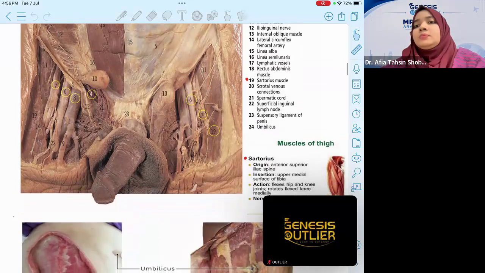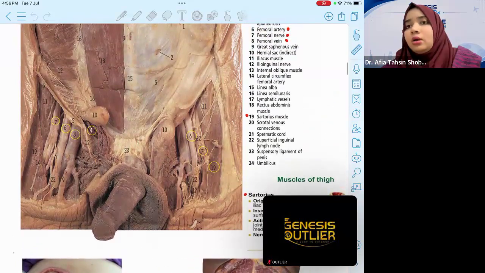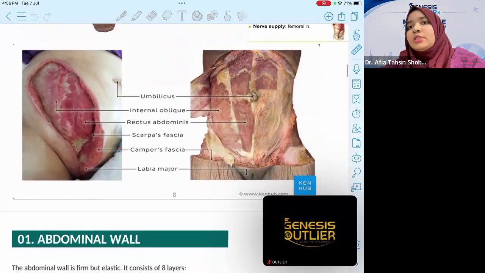Okay, it can come in lower limb station also. Now come to this exam image.